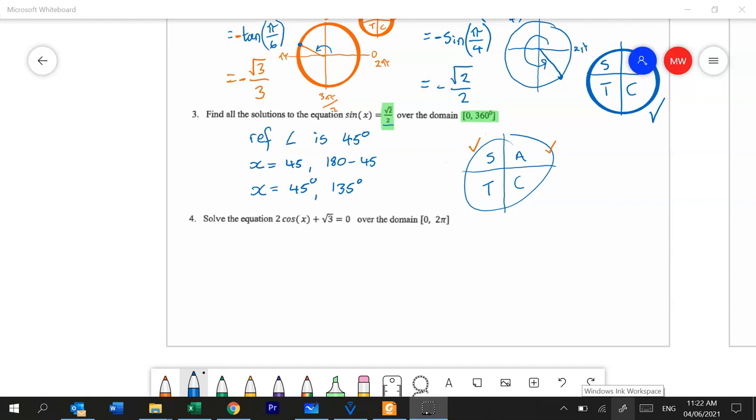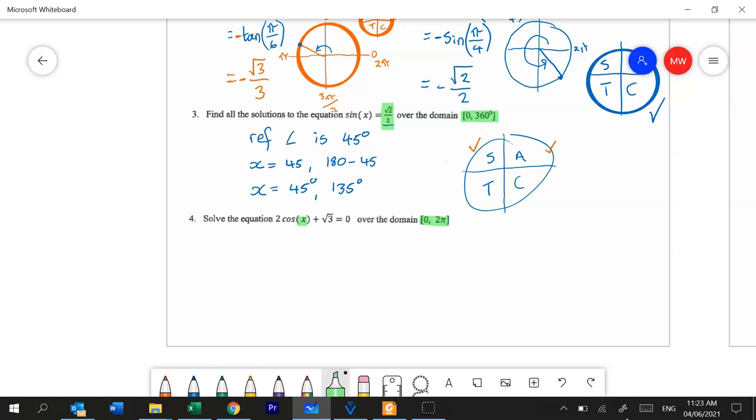Question 4 has got a couple of parts to it. We're trying to solve for x, we're trying to find out what x is, the value. This time it's going to want the answer in radians because it's asking us for anywhere within the unit circle, so between 0 and 2 pi radians.